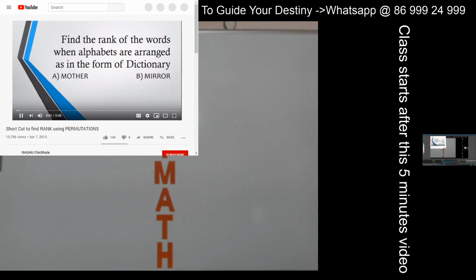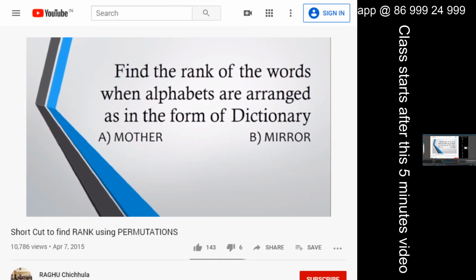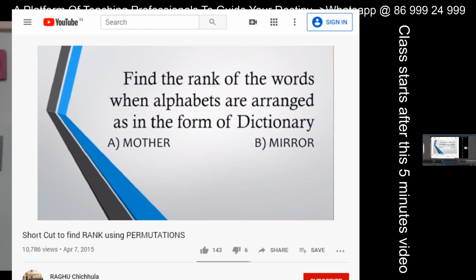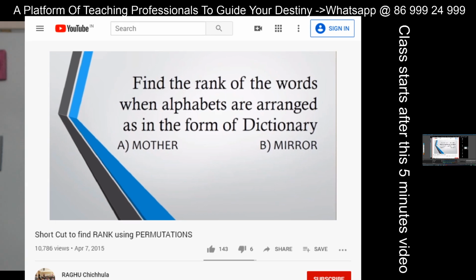Rank of the word when the alphabets are arranged in the form of a dictionary. First, we have taken "mother". Next, "mirror". What is the difference between these two? In "mother", all the letters are different. In "mirror", the letters are repeated. So let us find the rank of these when they are arranged in the form of a dictionary.